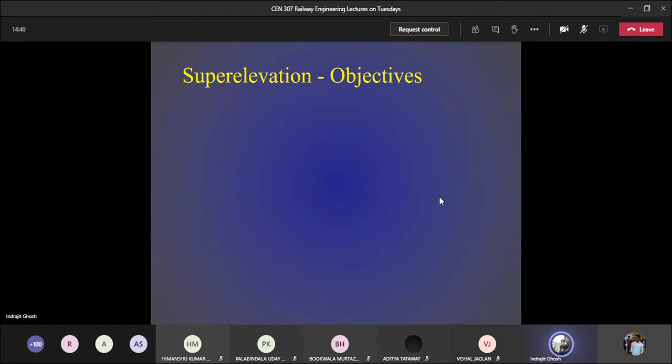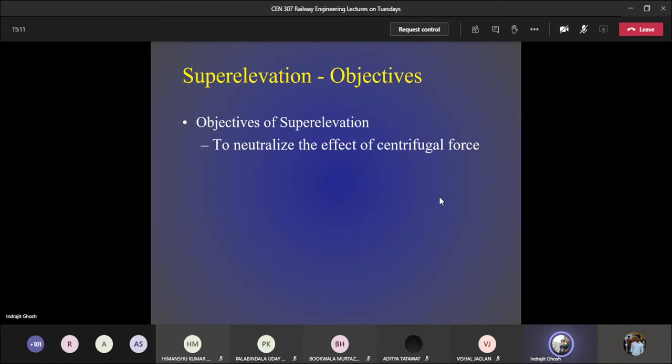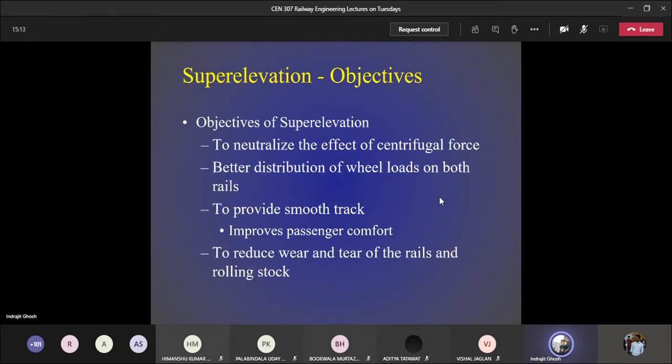Before going into the details of the super elevation, we need to know why we need to provide super elevation. In highway and traffic engineering, you heard that there will be skidding, there will be overturning. That's why we need to provide super elevation for the road. In case of rail, we need to think about the track. What are the two components of the track which are on the top? Those are two rails.